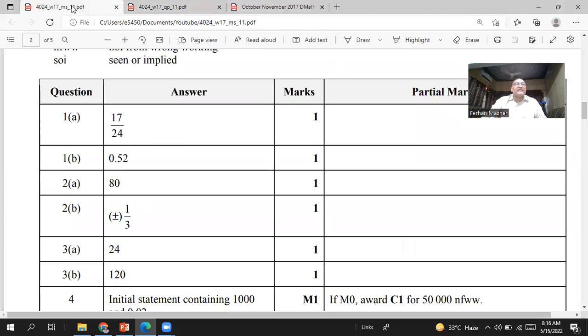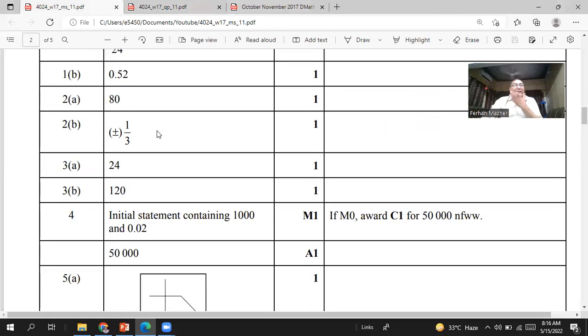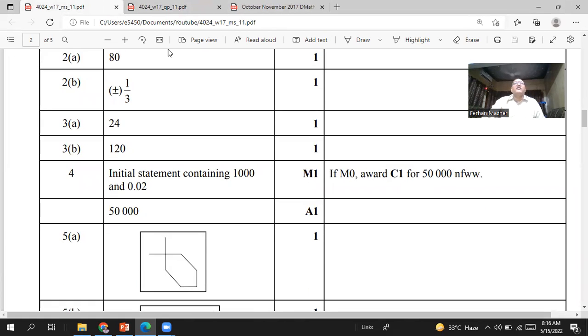So let's check from the marking scheme. 80 and 1 by 3 is the answer, sir. So our answers are right.